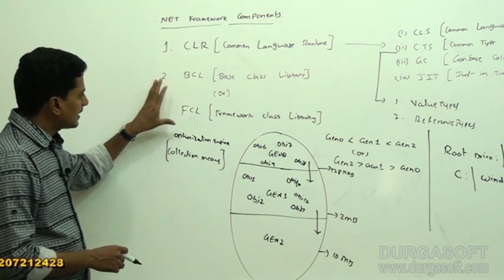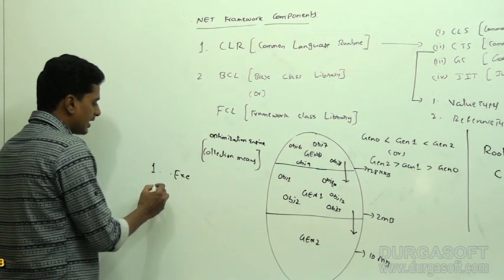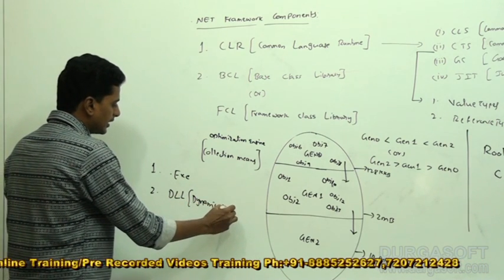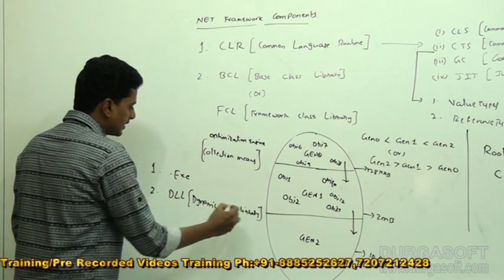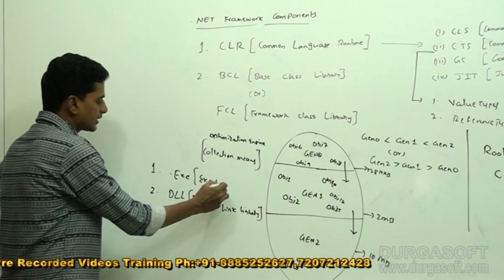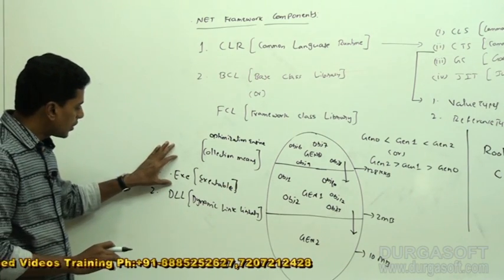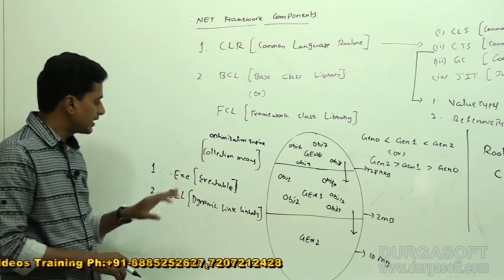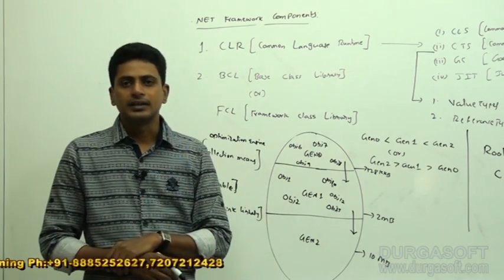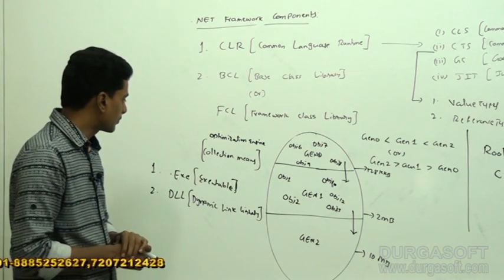The base class libraries come in two forms: one is .exe and the other is DLL. DLL stands for Dynamic Link Library. .exe is an executable file. It runs individually because .exe has an entry point. Entry point means the program execution starts from there. In .NET, that entry point is called static void main. The Main method is the entry point of the program execution.